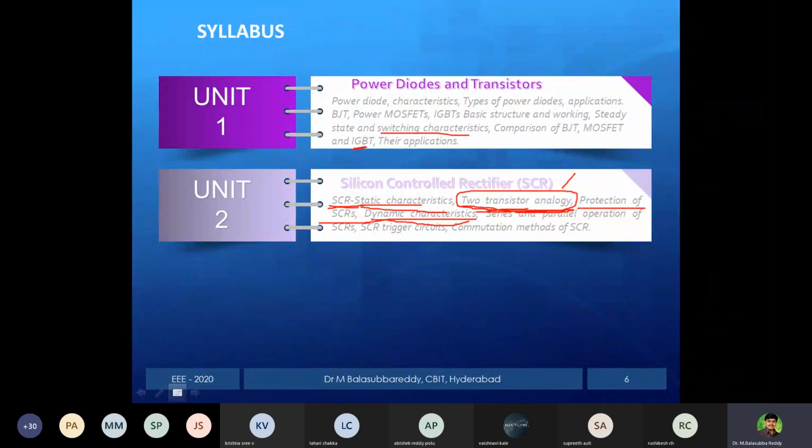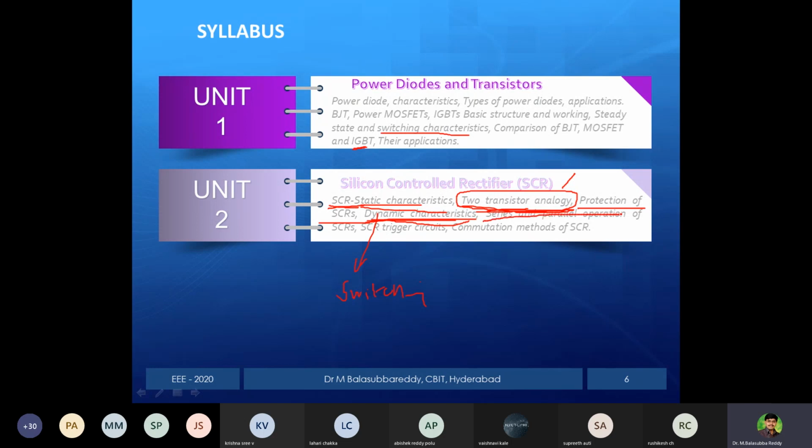During turn-on and during turn-off, not the on time and off time. Being completely on is different from during turn-on. During turn-on, going from the off state to the on state takes some time. What happens during that time? We need to observe that. That is the dynamic characteristic. Similarly for the SCR we need to see the dynamic characteristics, another name for which is the switching characteristics, as mentioned above.